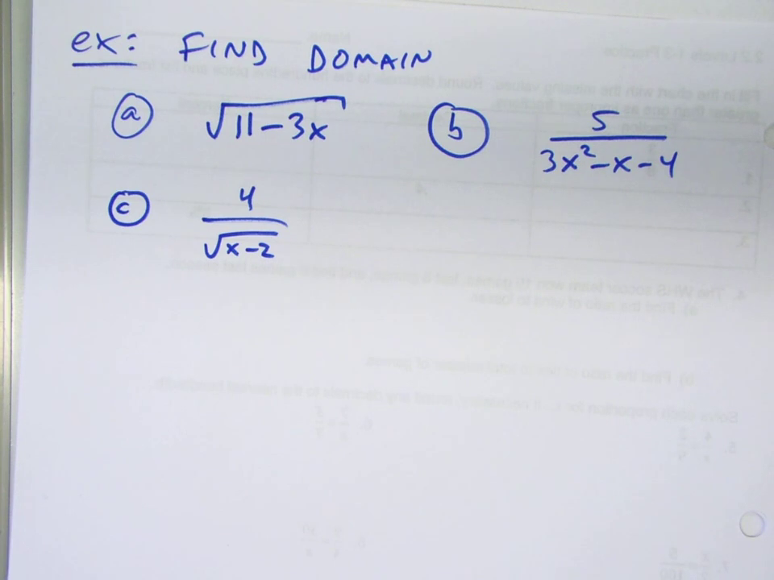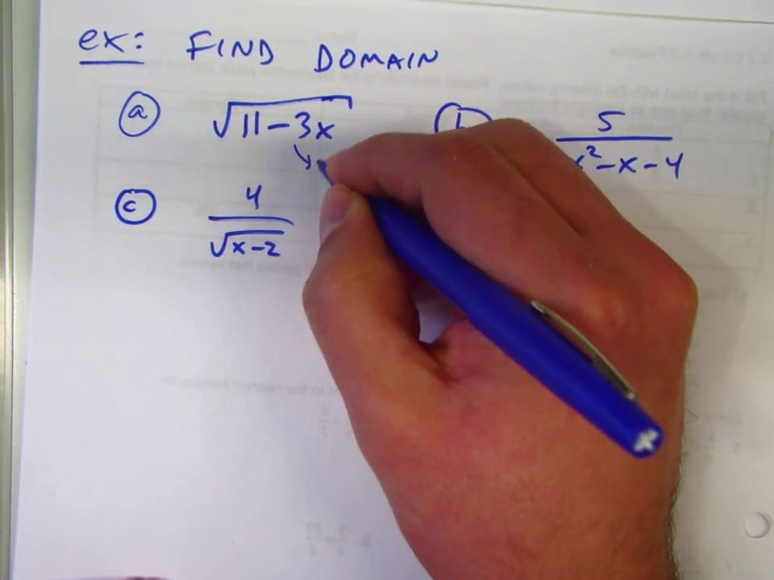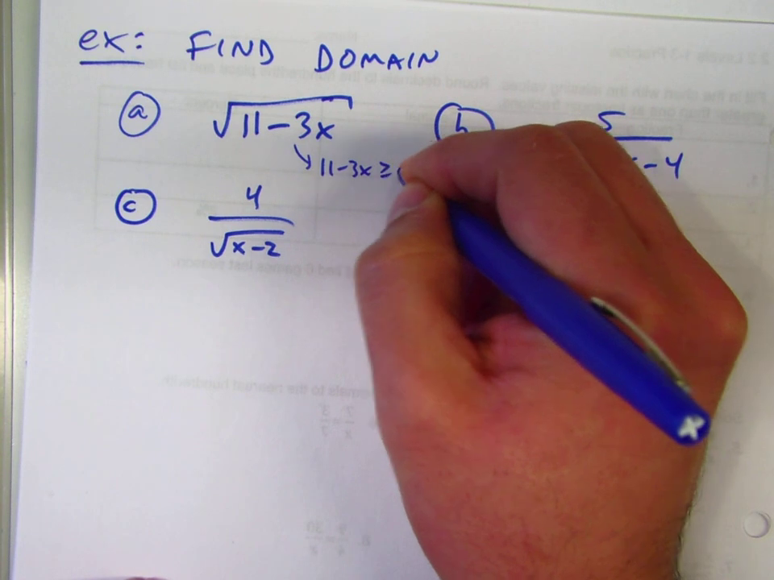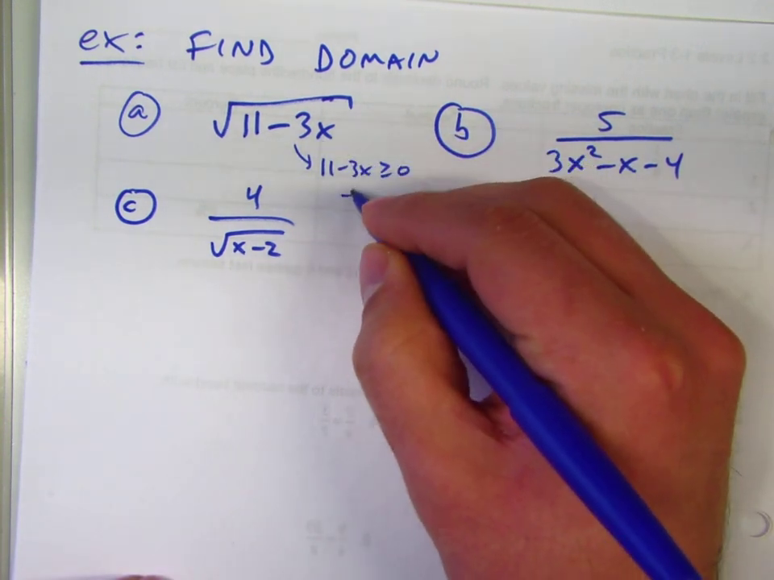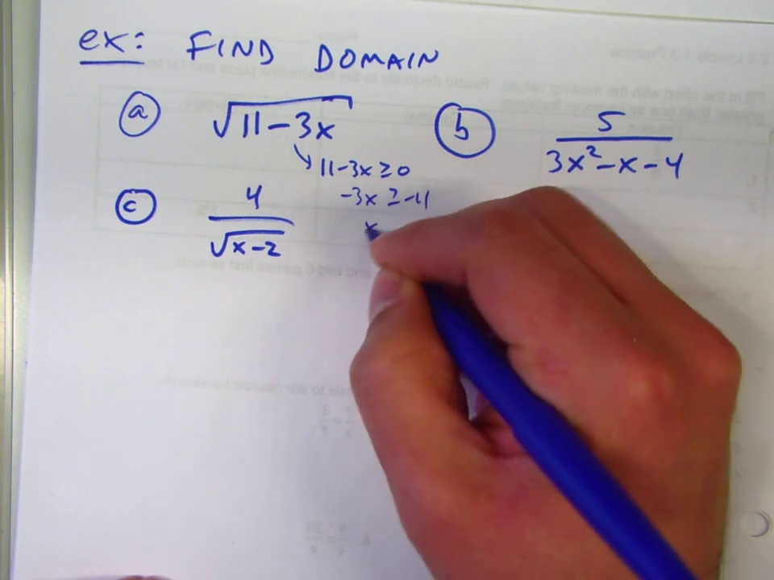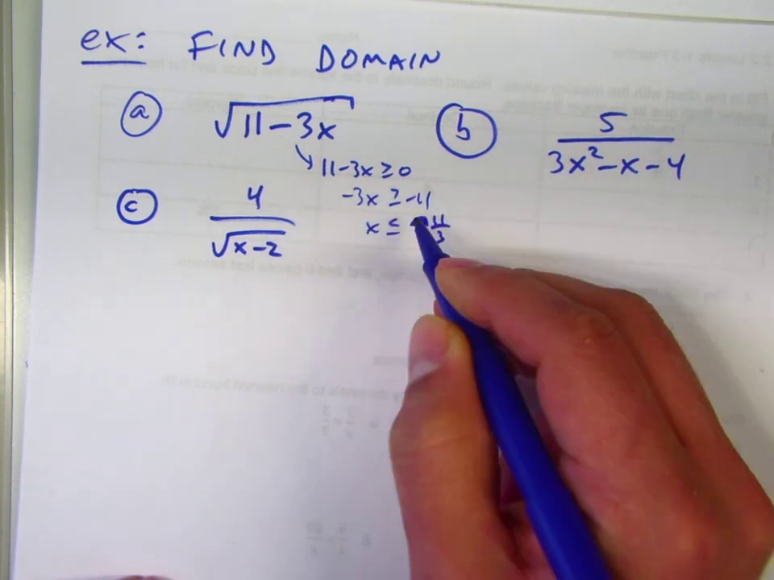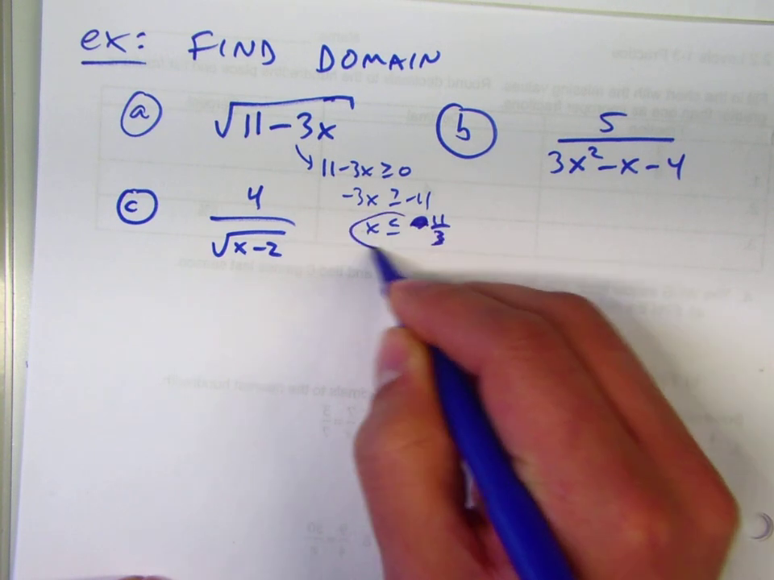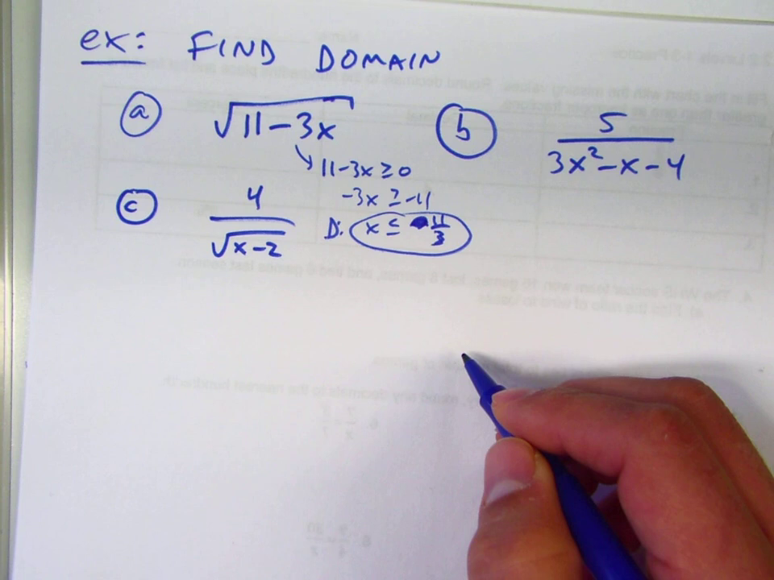Okay, let's check how we did. For A, you take 11 minus 3x, make it greater than or equal to 0, since that's how we start. Subtract 11, divide by negative 3. Whoops, that should be positive 11 thirds. So the domain is x is less than or equal to 11 thirds. Did we get that one?